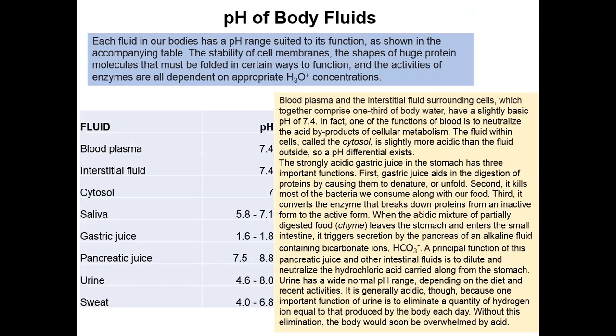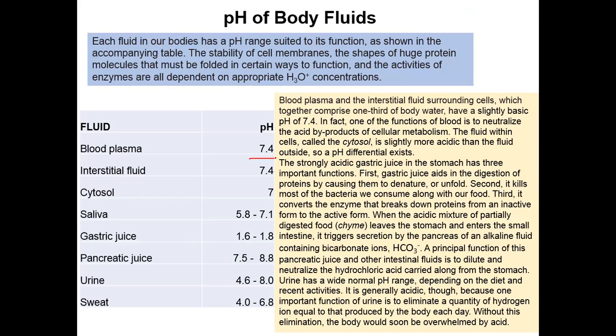So this is about the pH of body fluids. And you can see here that blood plasma has a pH of 7.4. That's the normal pH we have, a little bit basic, just a little bit, 7.4. Interstitial fluid is also 7.4. Okay, cytosol is 7.